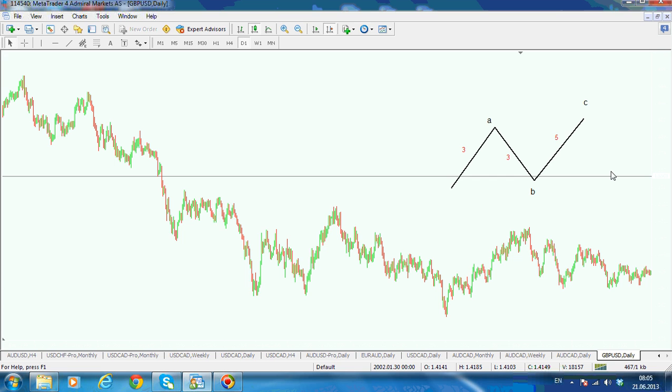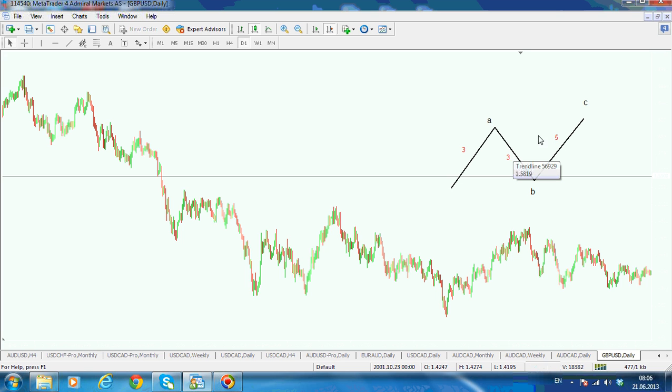And the second rule for a pattern to be considered a flat is that the C wave must be at least 38.2 of wave B. So the C wave, this is the C wave, should retrace at least 38.2 of the previous B wave. And this is also important.